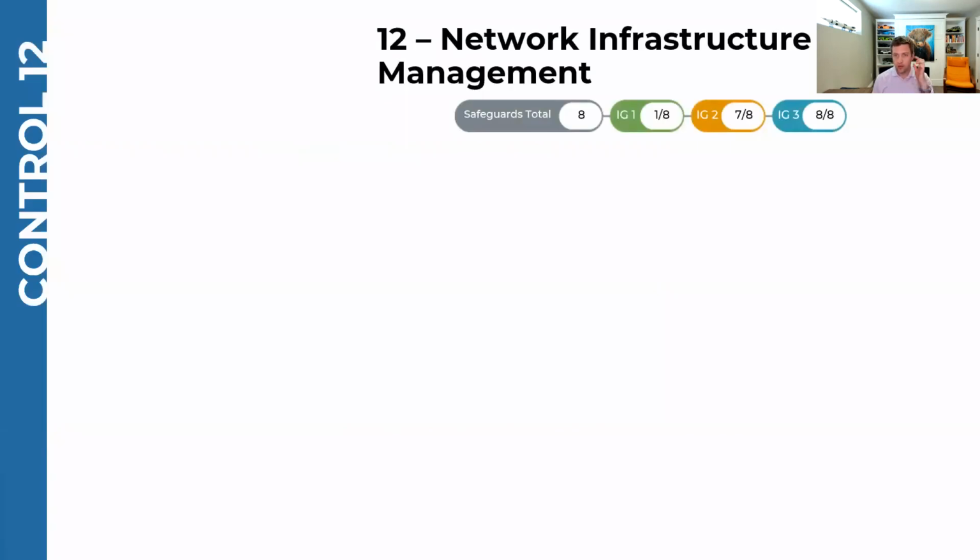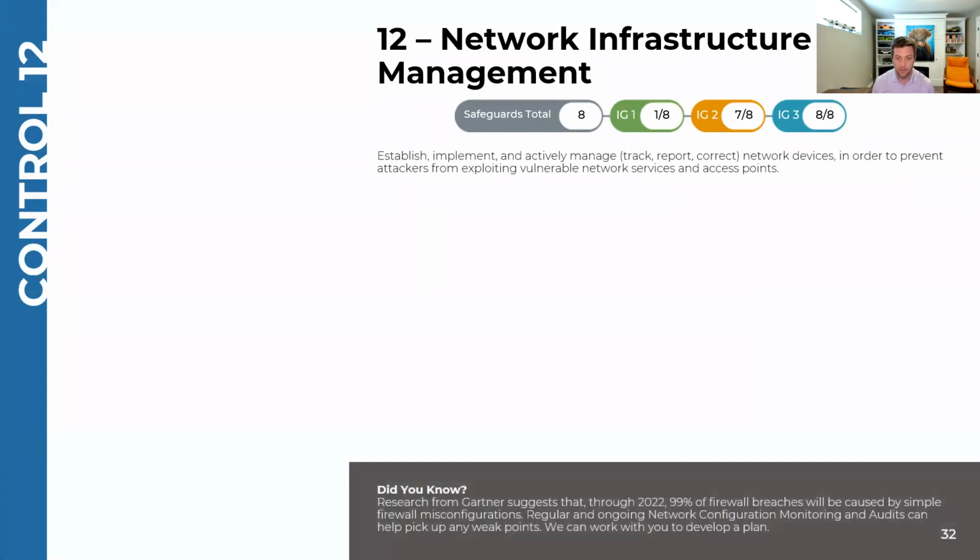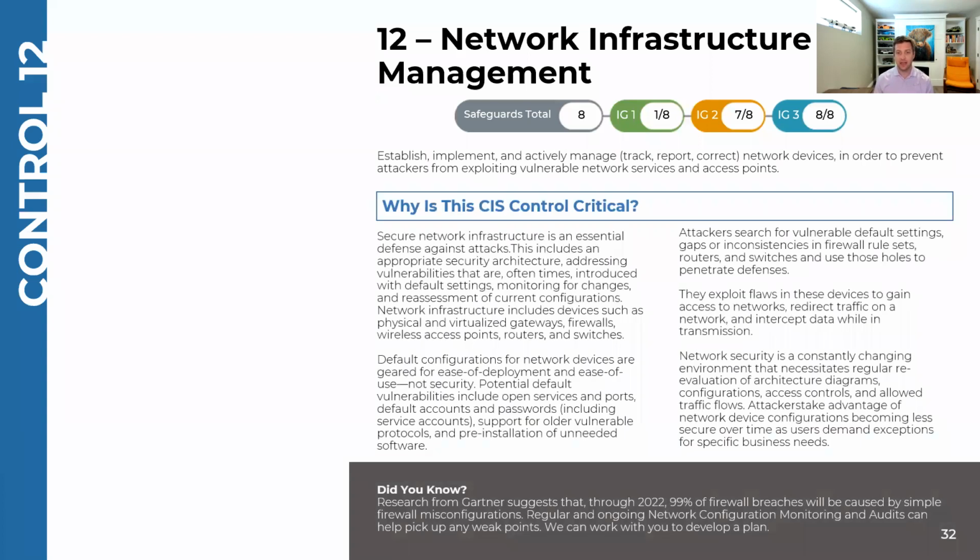Number 12, network infrastructure management. There's 8 safeguards in here, and this one is the opposite of the last one in that most of the controls are coming in group 2 and 3. And this starts to get, I think, a lot more complex.